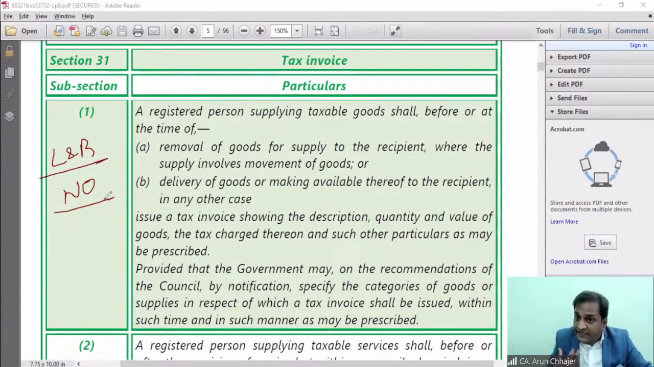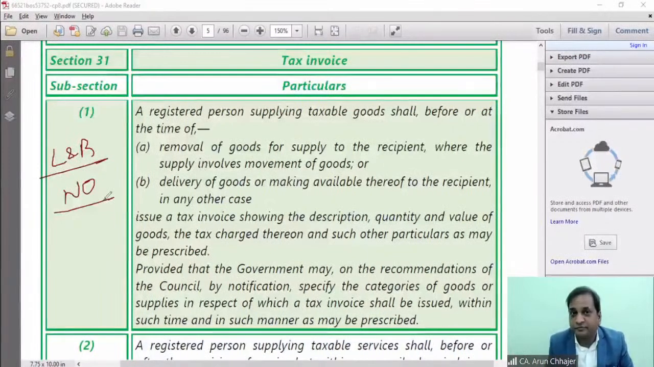And I need capital goods, for example, plant and machinery, but I do not have the sufficient amount. So you have given me plant and machinery on rent. Now after 6 months, I have purchased that plant and machinery from you. When I am purchasing after 6 months, is it a supply of the goods? Answer is yes. Whether this supply will involve the movement?